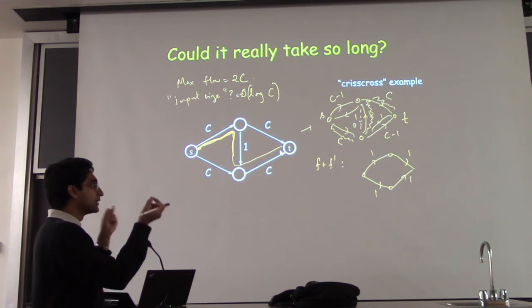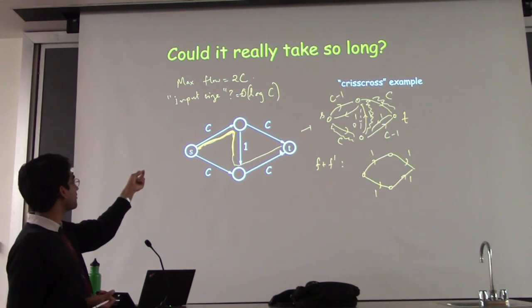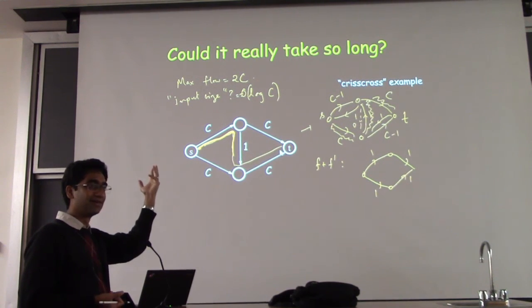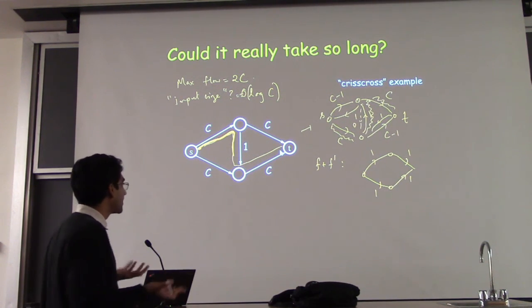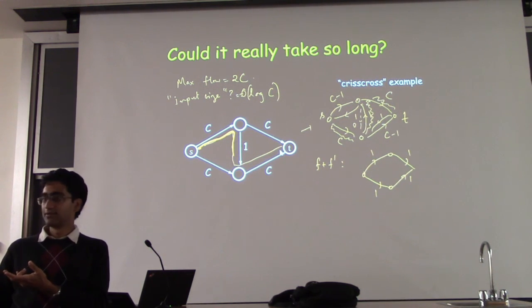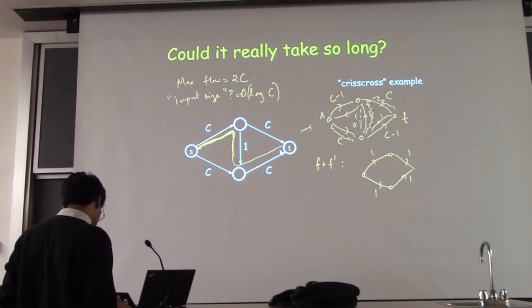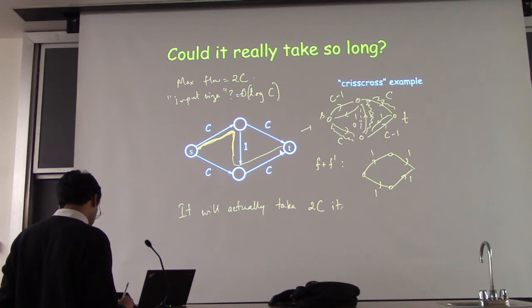Now, if you look at the residual for this F plus F prime, it will actually be the same graph but with C minus 1. And if C was, I don't know, 10 million or something, then this keeps happening and you'll have 10 million iterations. Okay. So this is the bad example. So this says that it will actually take 2C iterations to get to optimum.